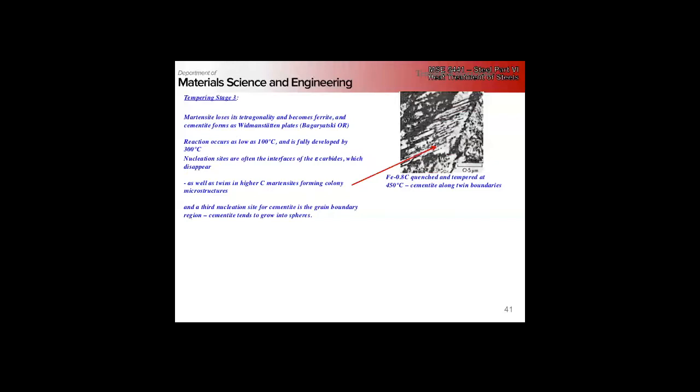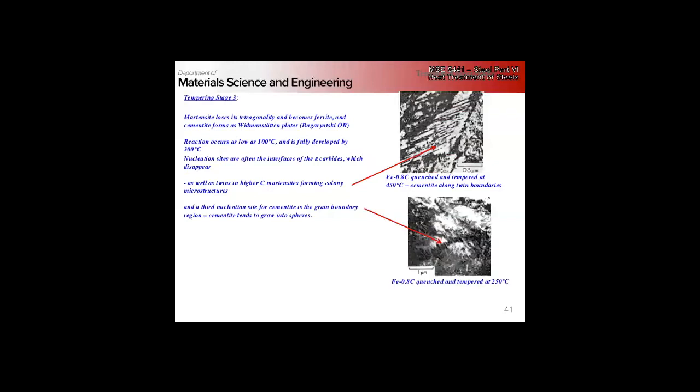And then we tend to end up with sort of spherical cementite regions. So here we see nucleation of the Widmanstatten, which gives us ferrite and cementite along our twin boundaries in the martensite. So this is a twinned martensite structure, and now we have cementite along the twins. Along the grain boundaries, you sort of have these ellipsoidal or spherical cementite that forms.